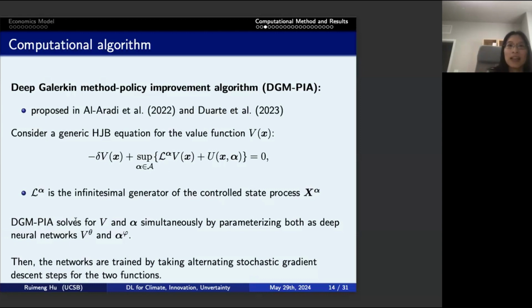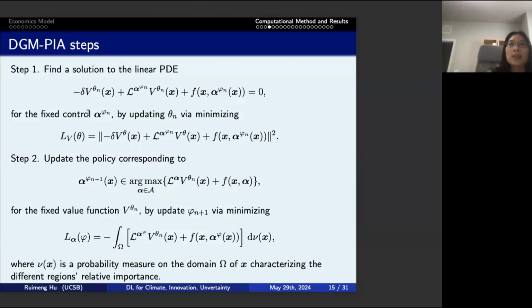Okay, so the DGM PIA aims to obtain V and alpha simultaneously by parameterizing both the value function and the control. So there will be one neural network approximating V and one neural network approximating alpha. Those neural networks are updated alternately using stochastic gradient descent. How are we going to update these two parts? It has a two-step procedure. The first step is you assume that the control is given, and you try to solve this linear PDE. Basically, you are minimizing the PDE residual, the error from the PDE operator acting on this neural network function, so that you want V theta to satisfy this PDE relation as closely as possible.